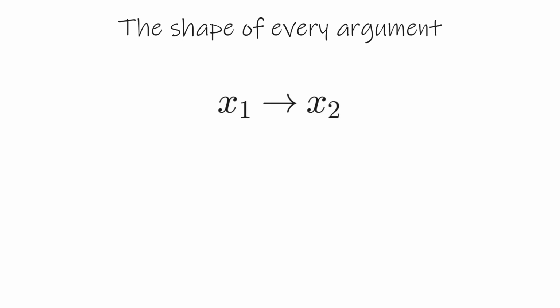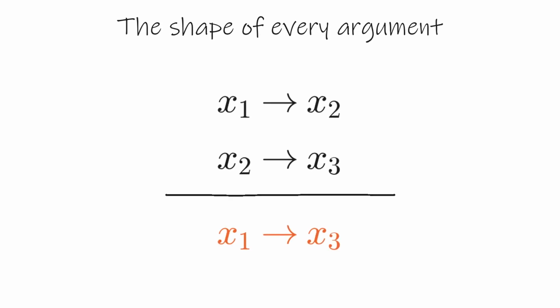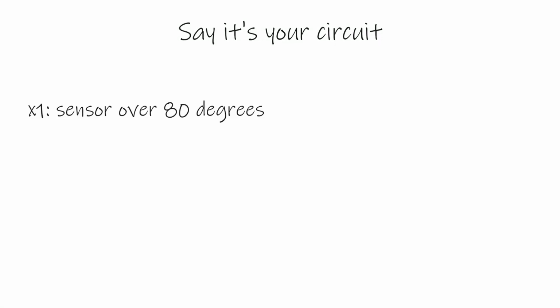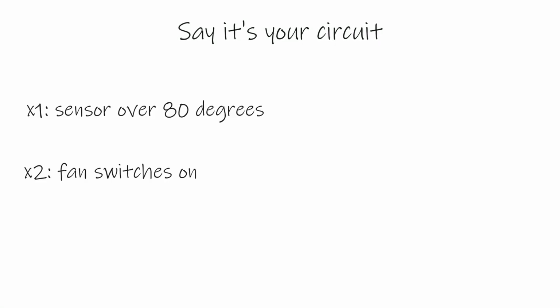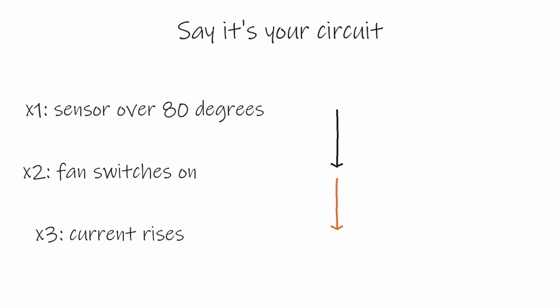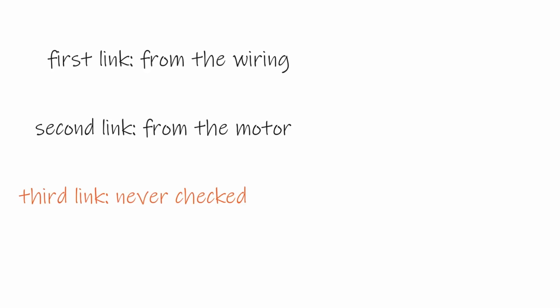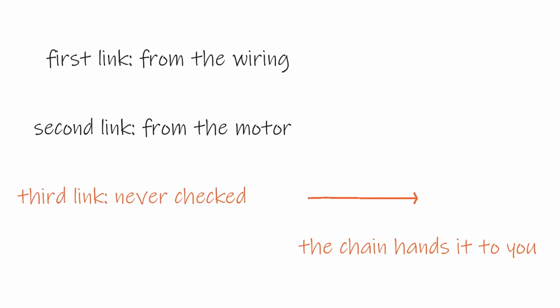One more, the shape of every argument you've ever made. If x1 implies x2, and x2 implies x3, then x1 implies x3. Say x1 is your sensor reading over 80 degrees, x2 is the fan switching on, x3 is the current rising. You know the first link from the wiring, the second from the motor. The third you never checked, the chain hands it to you.